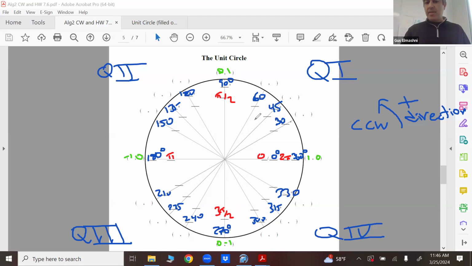Okay, we know this. Remember, 30 was 1/6 of 180. 45 was a fourth of 180. 60 is a third of 180. 120 is double 60. 135 is triple 45. 150 is quintuple, if you want to use that, 5 times 30.